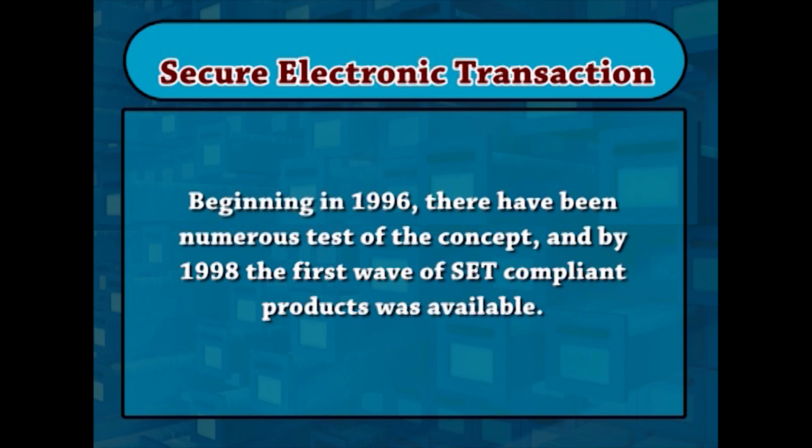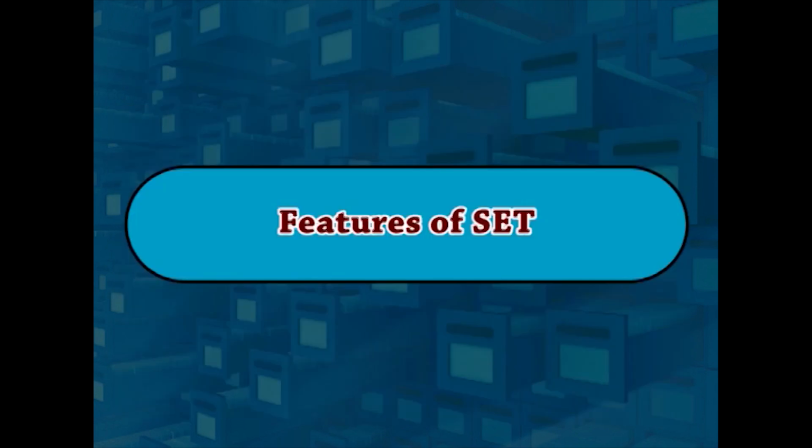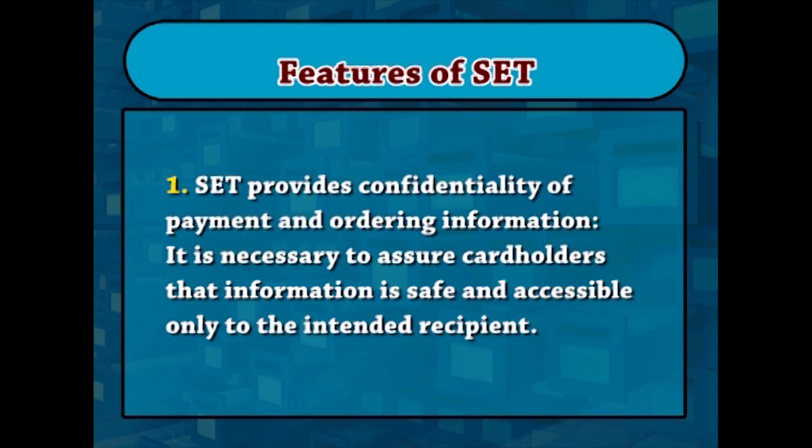Beginning in 1996, there have been numerous tests of the concept, and by 1998, the first wave of SET compliant products was available. There are various features of SET. Let us discuss them one by one. Number 1, SET provides confidentiality of payment and ordering information. It is necessary to assure cardholders that information is safe and accessible only to the intended recipient.